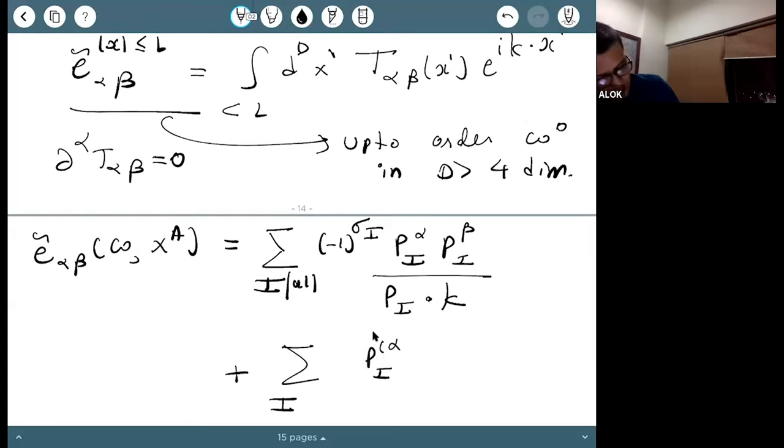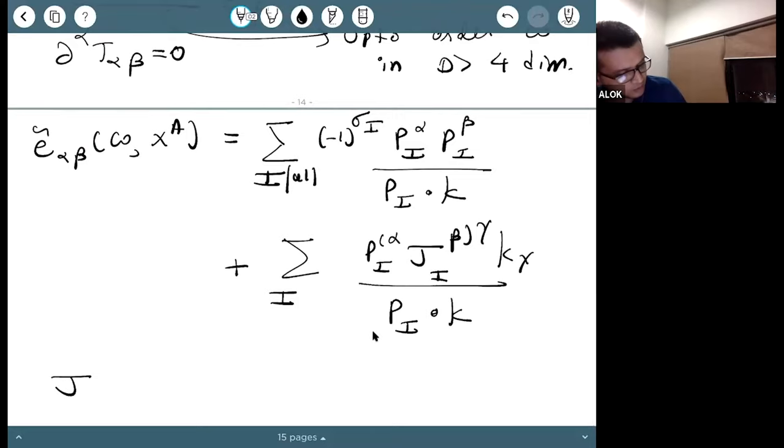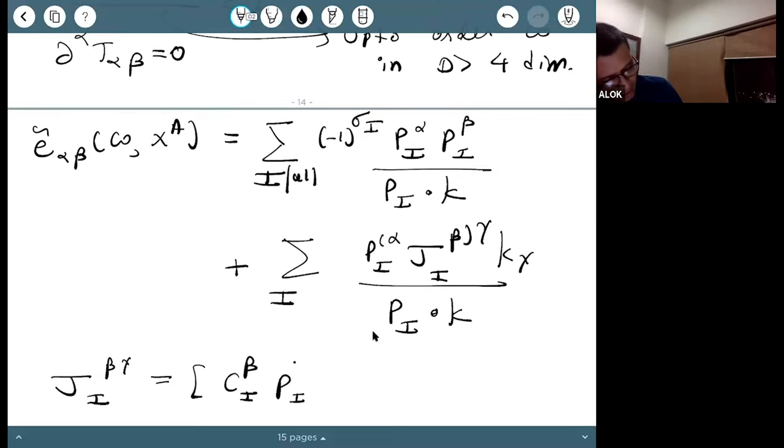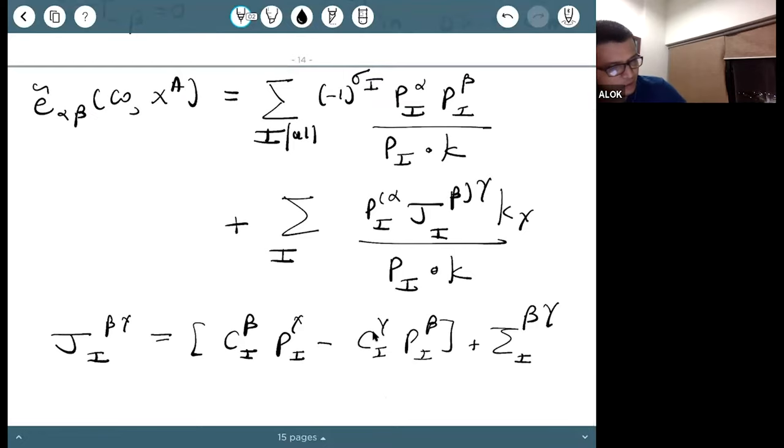p_I^α, and I explain now just one new notation I'm introducing here. J_I^βγ k_γ, divided by p_I·k, where J is the total angular momentum for the ith particle. So it is given by the orbital part, which in this case is just the impact parameter, plus the spin, if it has a spin component. And this result, I just want to emphasize, is exact in d greater than 4.